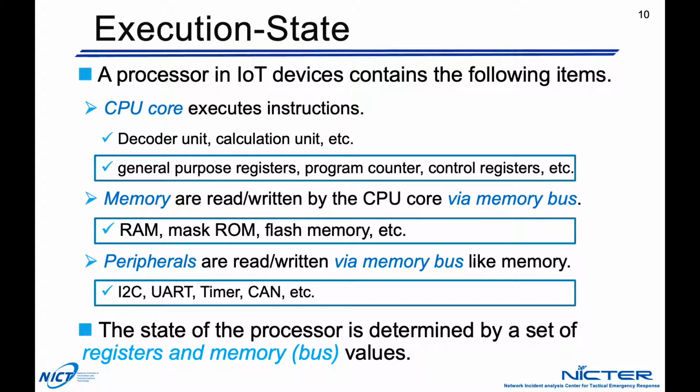The last is peripherals that are written via the memory bus like memory. Most processors have I2C, UART, timer, and CAN controllers. A set of registers and memory values determines the execution state of the processor.